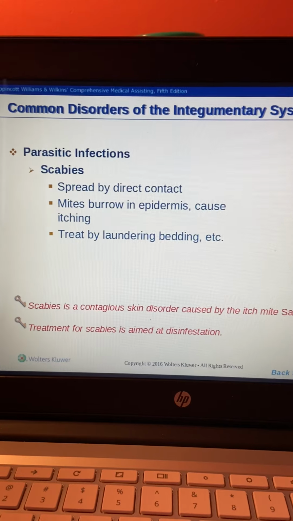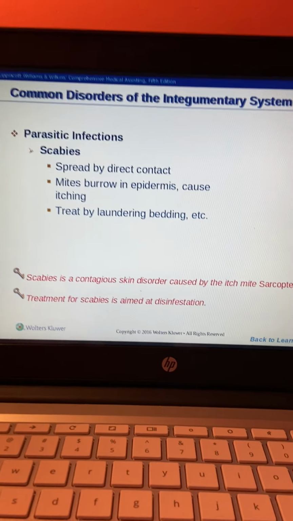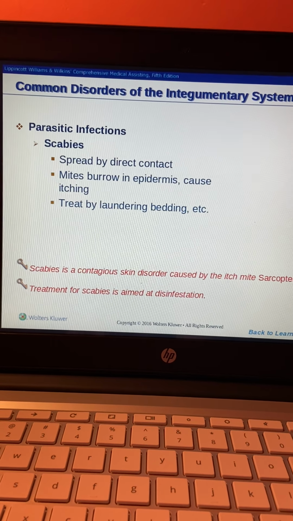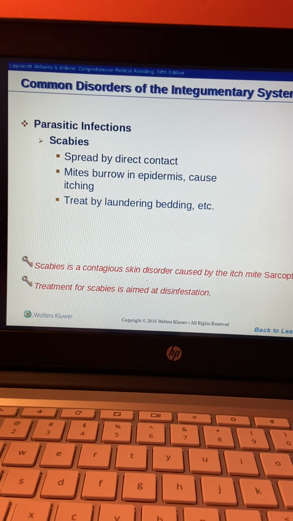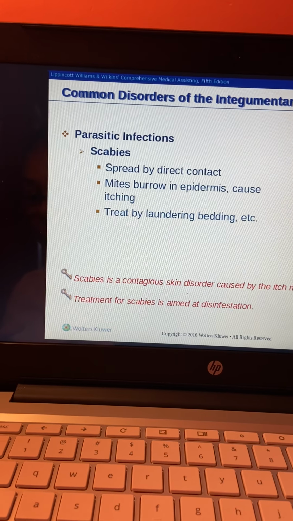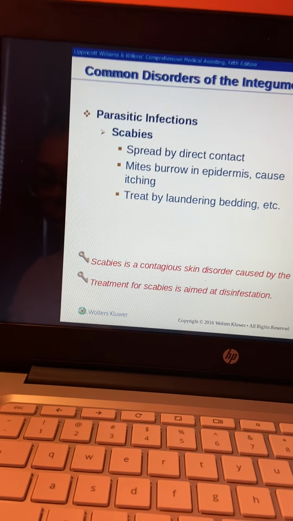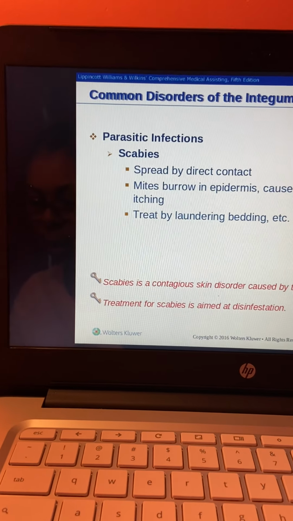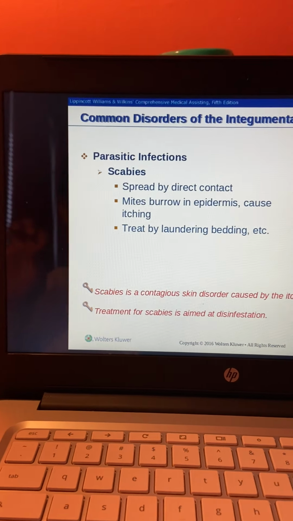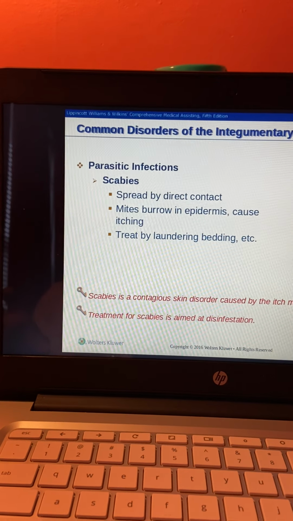So, your parasitic infections. Scabies. Scabies is a contagious skin disorder that is caused by the itch mite Sarcoptes scabiei. The treatment for scabies is aimed at disinfection. It is spread by direct contact and produces small vesicles or pustules between the fingers and the wrists, elbows, axillae, waist, and groin. The mites burrow into the epidermis, which causes the itching.